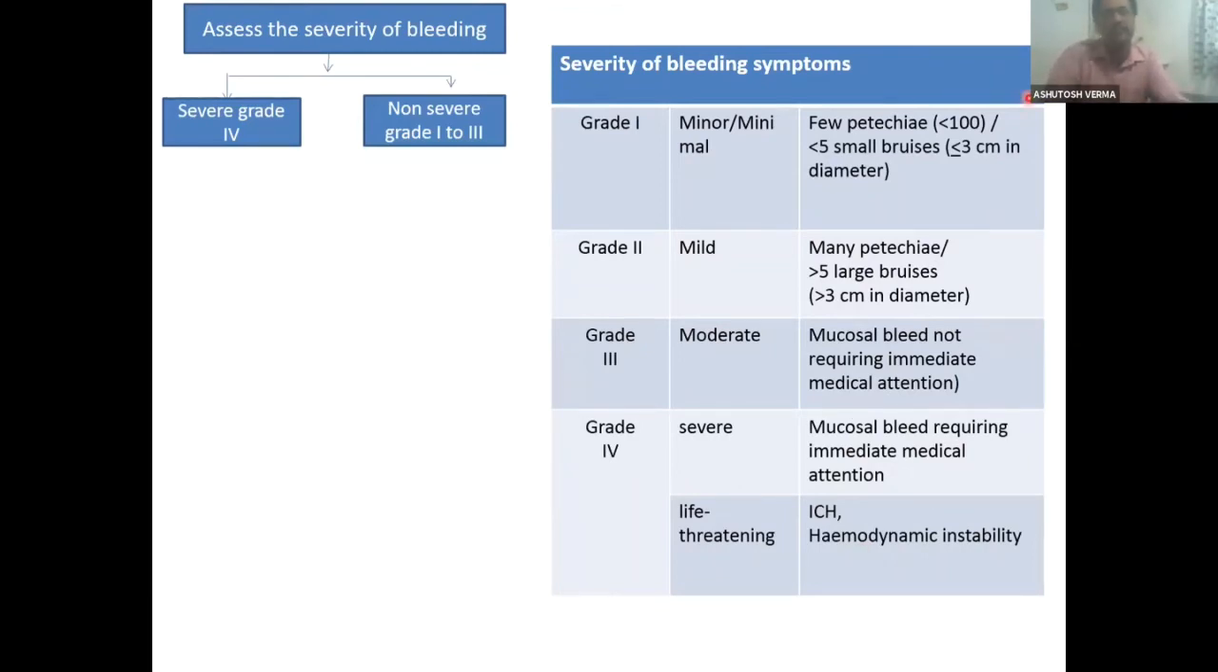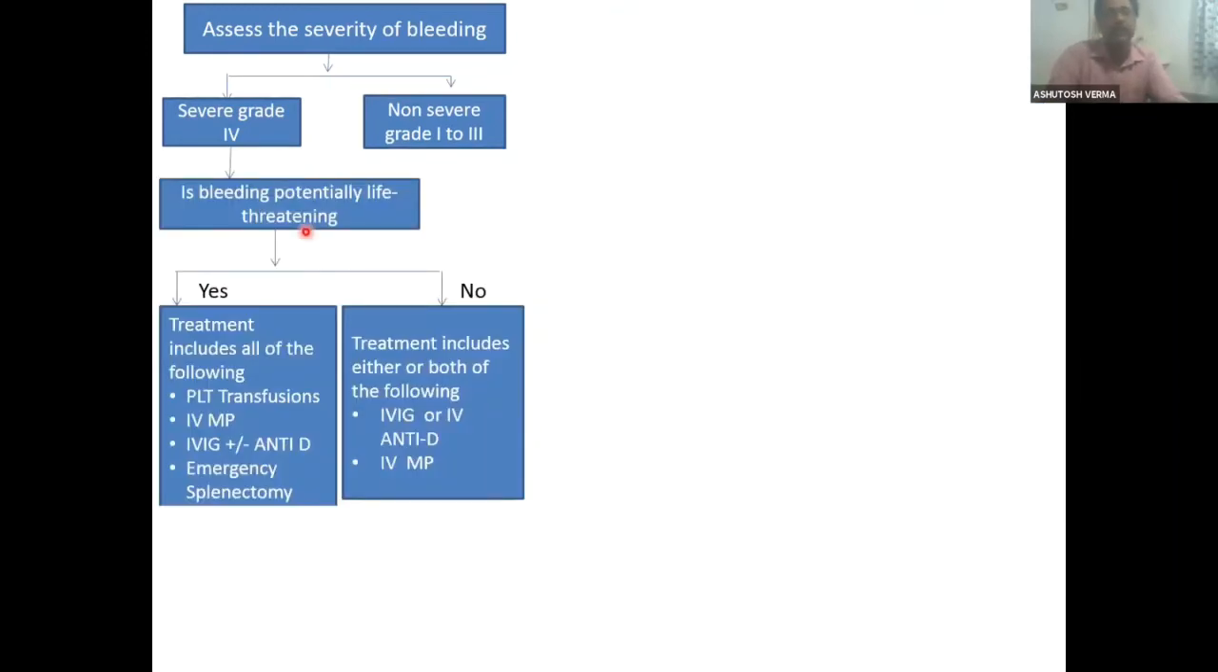If it comes to the severe grade, that is grade 4, then you have to see is there any life-threatening condition or not. If the bleeding is under life-threatening condition, like the patient is having hemodynamic instability or the patient is having ICH, we should treat. The treatment includes all the following, like platelet transfusion, the rapid and sometimes continuous platelet transfusion is also advocated in this patient. IV methylprednisolone is given at the dose of 30 mg per kg for 5 to 7 days. IVIG at a dose of 0.8 to 1 gram per kg is given over 1 or 2 days, plus or minus NTD. NTD can be given or cannot be given depending on the scenario.